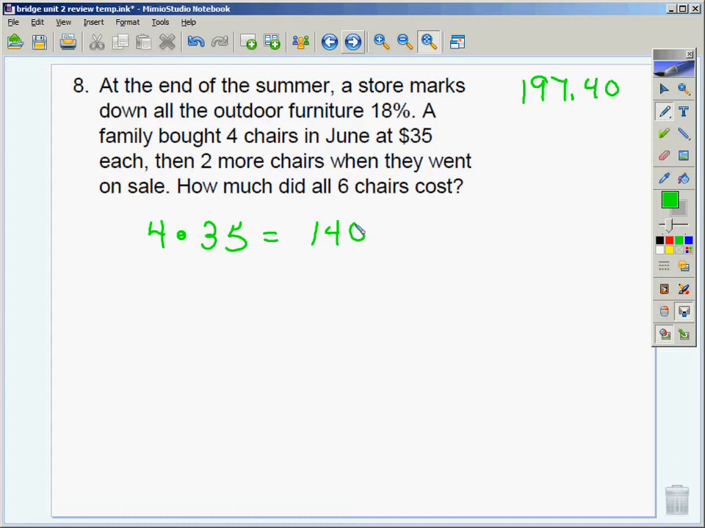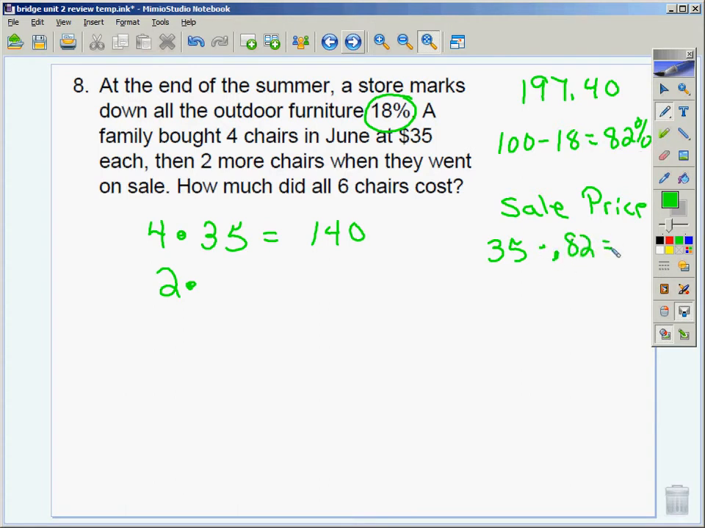It said then they bought 2 more chairs when they went on sale. So what do I got to figure yet? The sale price. When I go to figure the sale price, I know that it was $35 originally. If I take 18% discount, I'm taking 100 minus 18, or 82%. So I'm going to multiply this by 0.82. So the cost of each chair now is $28.70. If I multiply 2 times 28.70, it's going to give me what? $57.40. And what do I have to do with those 2 numbers? Add them together.